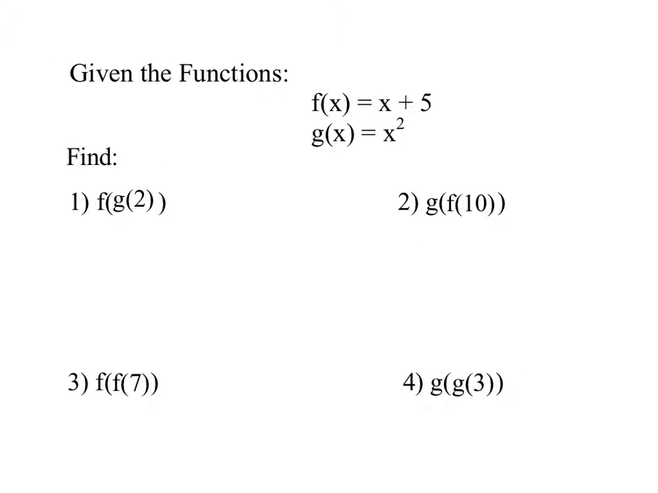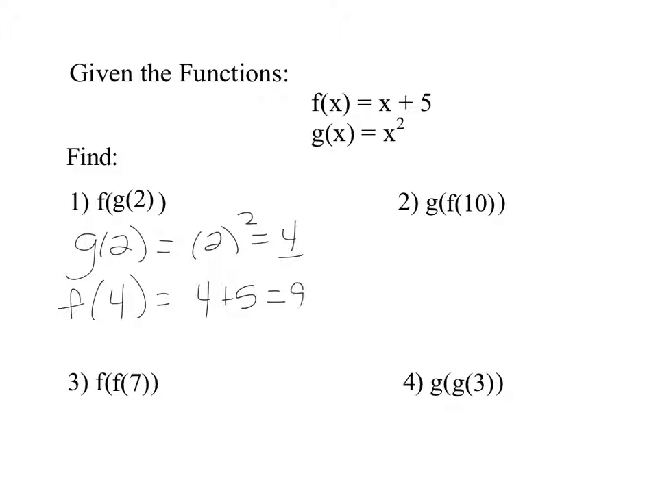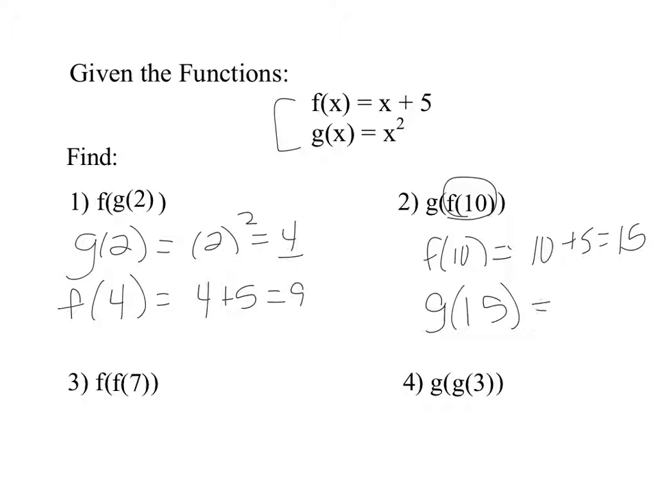All right, try these, and then I'm going to quickly go over them. So we do g of 2. So that's 2 squared. Take my answer and plug it into f. Number 2, find f of 10. So the functions change all the time. These functions don't really mean anything. Each problem is different. So now I'm doing g of 15. So 15 squared, 225.